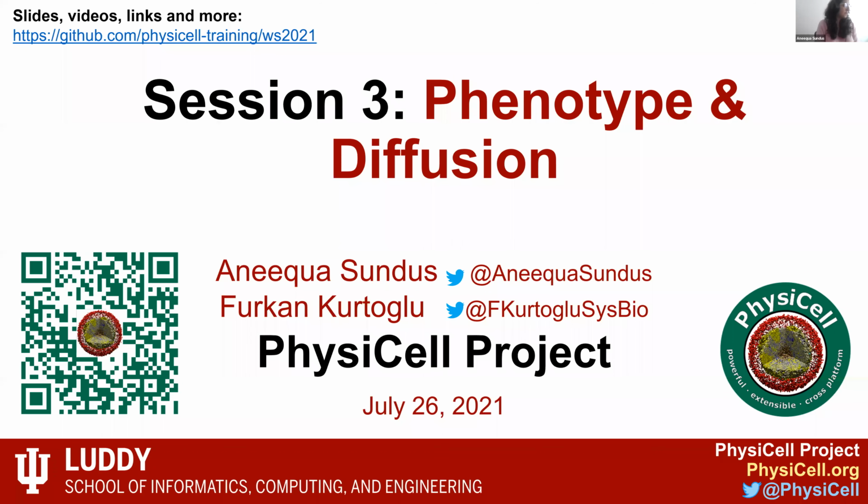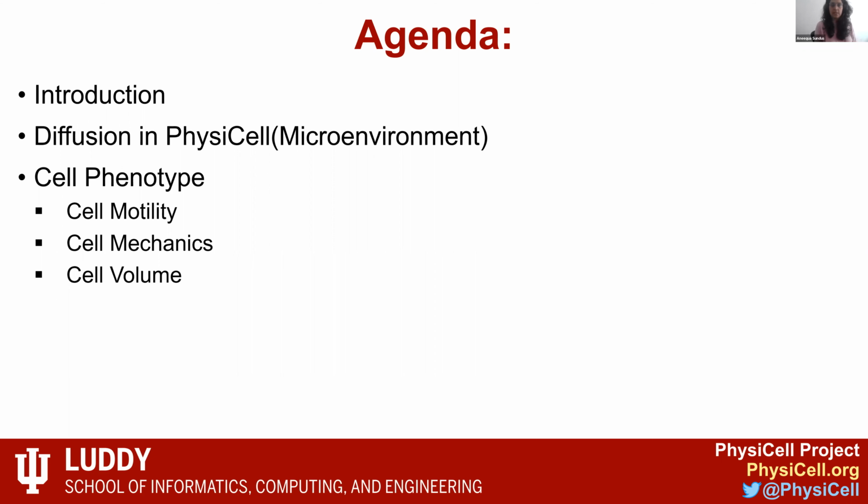First of all, I'll introduce what it is, and then we will cover the diffusion in PhysiCell, which is achieved through microenvironment. Then I will go into the cell phenotype, and I'll cover cell motility, cell mechanics, and cell volume. In the next session after the break, Furkan will cover cell cycle, cell death, and cell secretion.